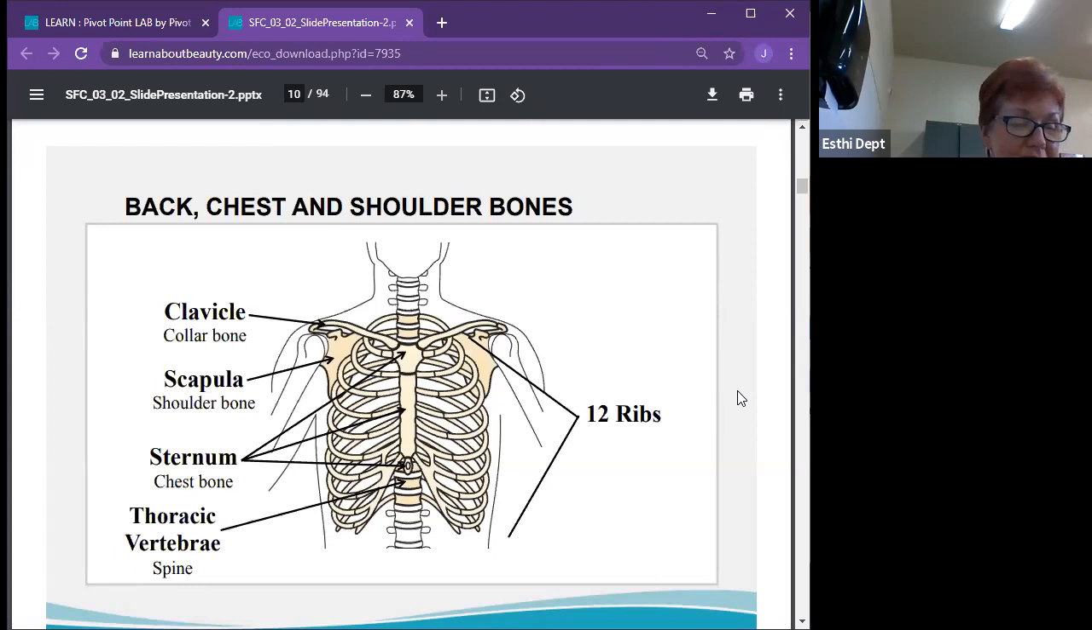Then on your illustration down at the bottom, number 1, your thoracic vertebrae is your spine. 2 is your sternum. 3 to 14 are your ribs. 15 is your clavicle, and 16 is your scapula. How many bones have you got so far?